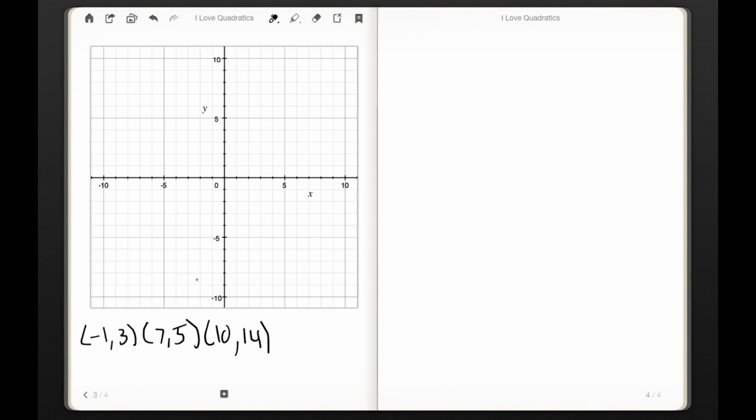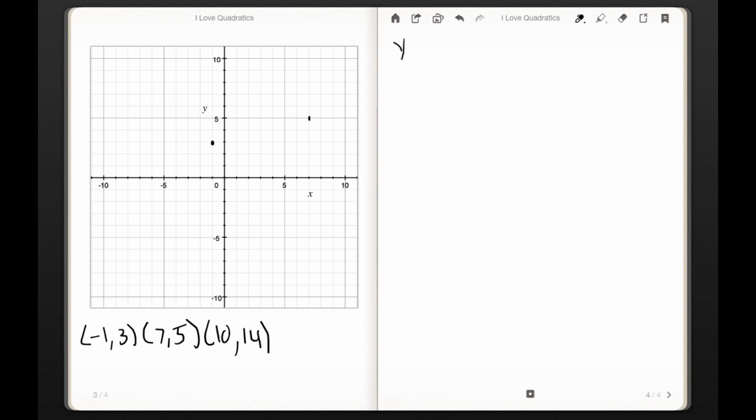So the first thing you might think to do is, well, let's just plot these points so we get a general idea of where the graph's going to go through. So we can plot negative 1, 3. We could plot 7, 5. And we cannot plot 10, 14, since that is way up here somewhere. So this doesn't really tell us much. We know the graph's going through there and going through there. It's probably going to be somewhere in here. But really don't know for sure until we start solving this.